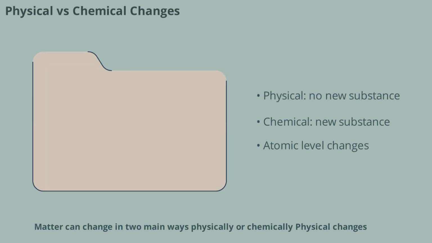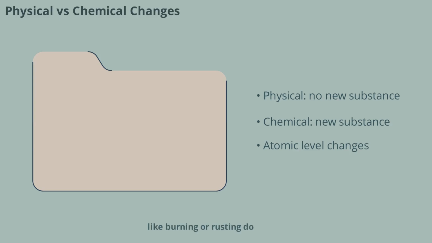Matter can change in two main ways: physically or chemically. Physical changes like melting or cutting don't create new substances. Chemical changes like burning or rusting do. Recognizing the difference helps us understand what's happening at the atomic level and how to reverse or control changes.